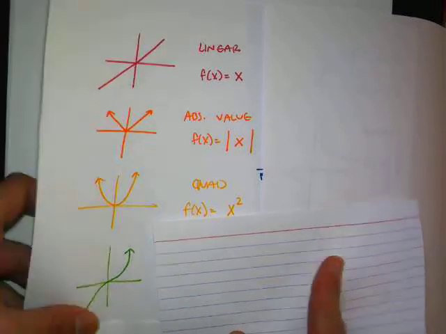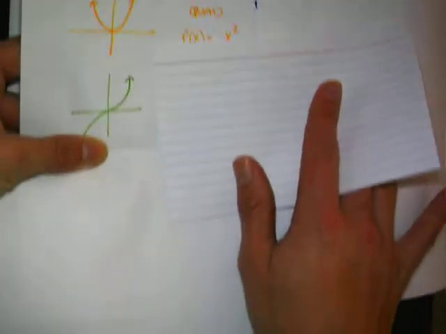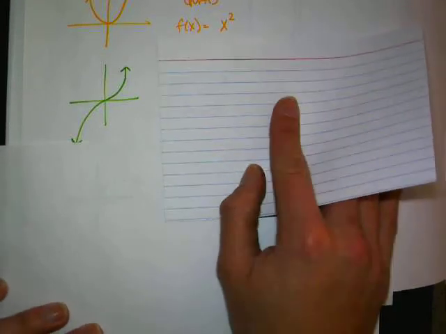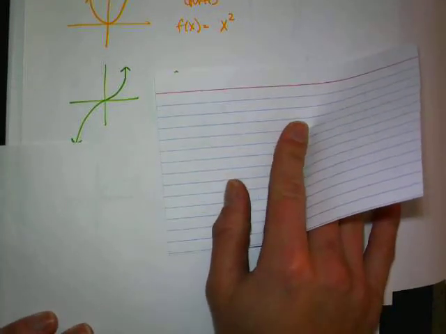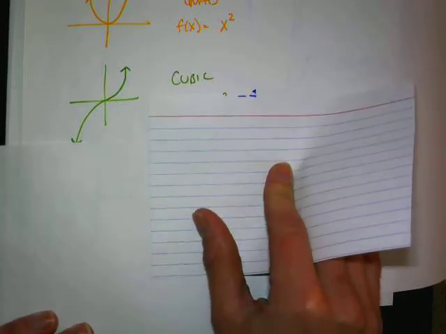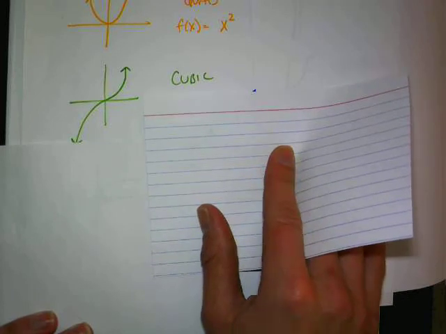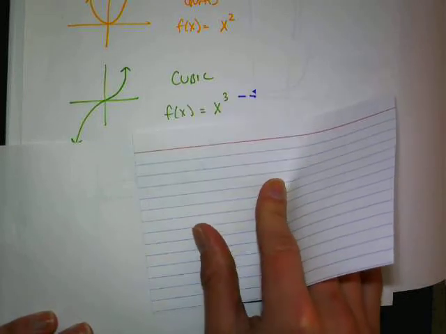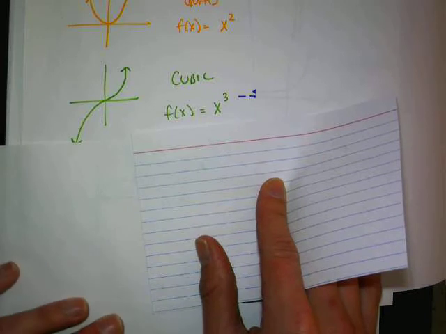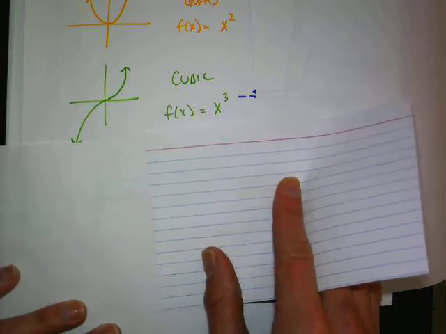All right. What about that one? Oh, you can't see. Hold on. Cubic. And what did you say back there? X cubed. Yeah, x cubed. X to the third. All right, ready for the next one?